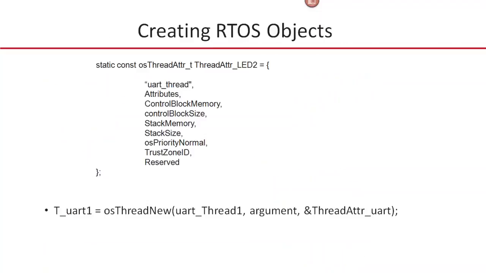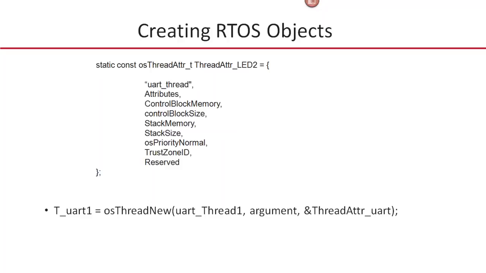There is some renaming of functions as well. So for example, here we have a typical API call where we're creating a new thread. In the previous API call it was osThreadCreate. This has simply been changed to osThreadNew. And here we're passing in the C function, an argument that we may want to pass at startup.